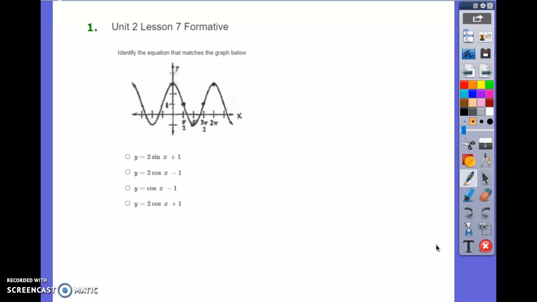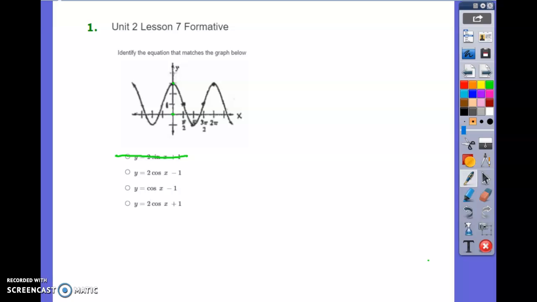So it looks like 3 of our answers are cosine and 1 is sine. But if I look here at my (0, 0): if this graph was a sine function without a phase shift, we'd be going through (0, 0). This is clearly an even function, so that's going to be a cosine. So I'm going to cross off sine.